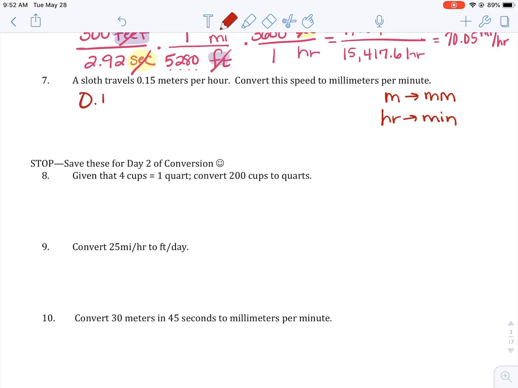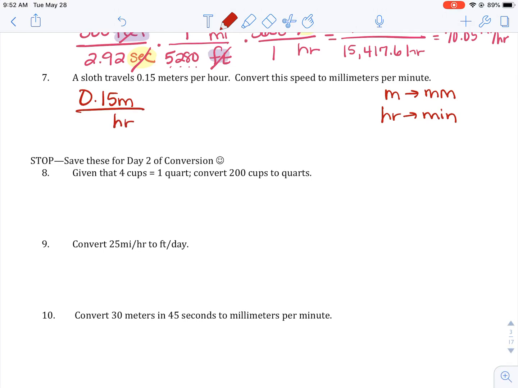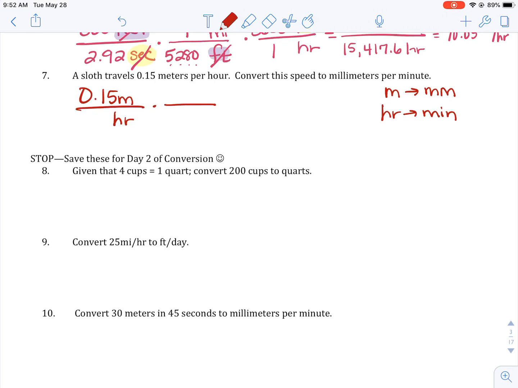So I've got 0.15 meters per hour. That's the beginning problem. I'm going to start by converting meters into millimeters. So if I want meters to go away, it's currently in the numerator, so I'm going to put it in the denominator. I'm turning it into millimeters. I ask myself which one is larger, 1 millimeter or 1 meter, and it's 1 meter. And then how many millimeters are in that meter? 1,000. So now I can cancel, because I have a meter on both the top and the bottom, that can go away.